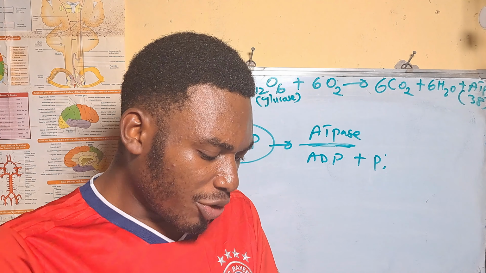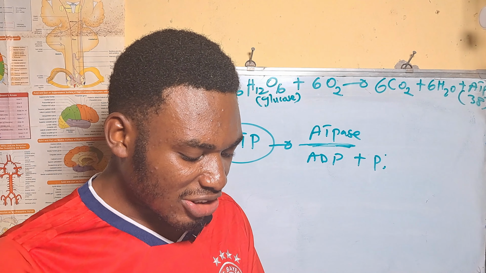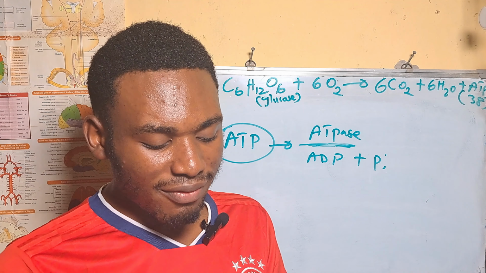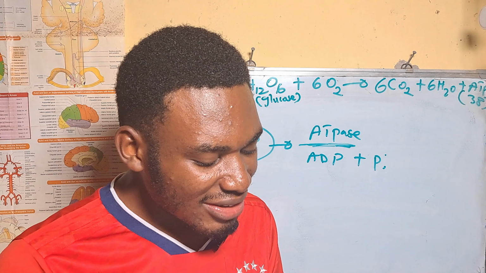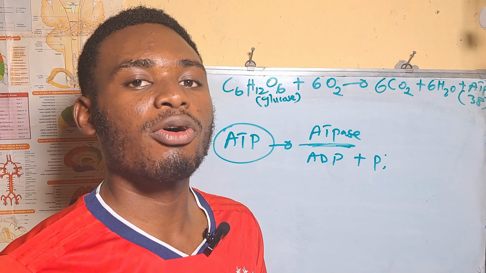So our next question is, during respiration, the incomplete oxidation of glucose to produce pyruvic acid is known as dash. A, Krebs cycle. B, aerobic respiration. C, glycolysis. And D, autolysis. So the answer is glycolysis, because in glycolysis, we form pyruvic acid from glucose.